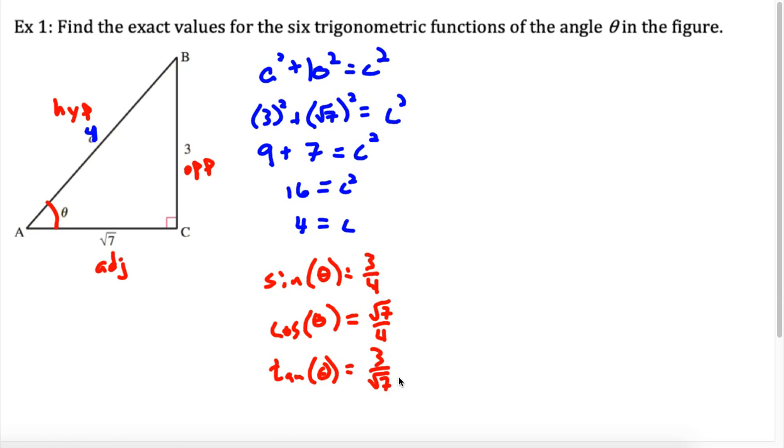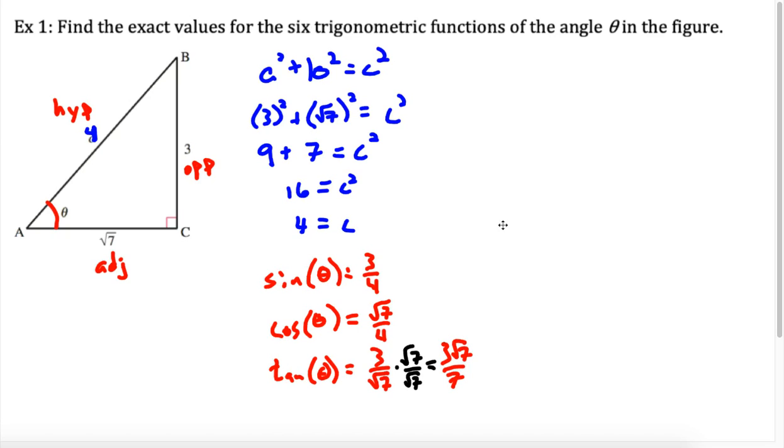Now, whenever we end up with a square root in a denominator, we do want to rationalize. So we would want to multiply top and bottom here by the square root of 7. And we would just end up then with 3 square root of 7 over 7.